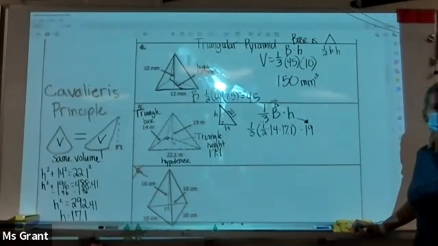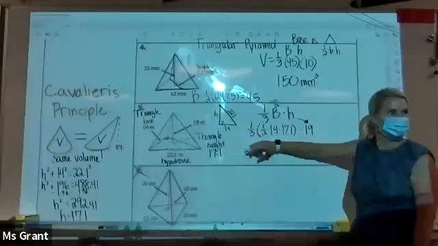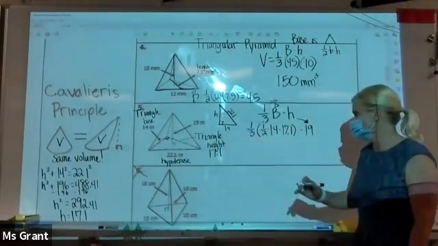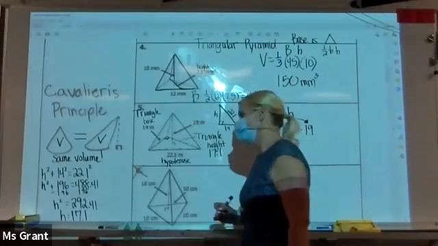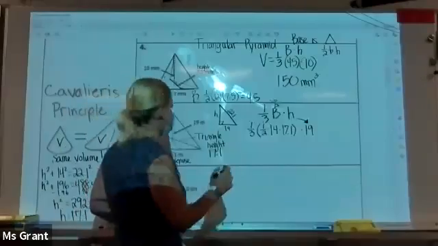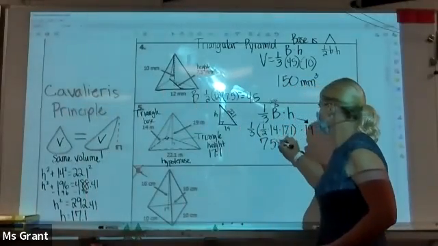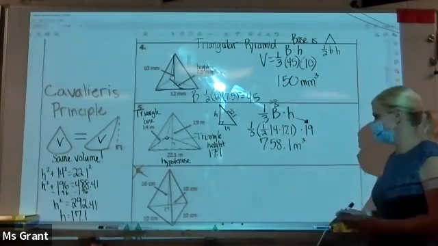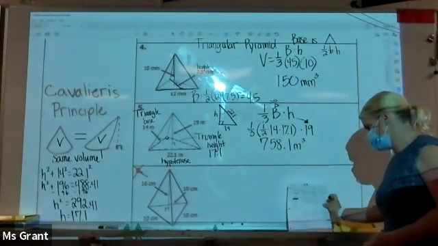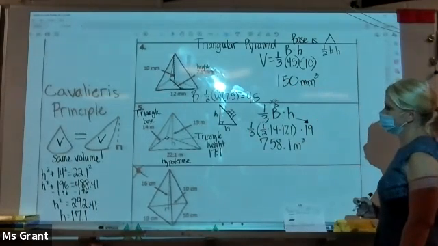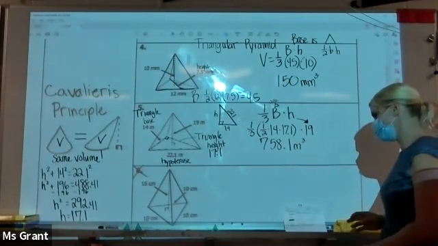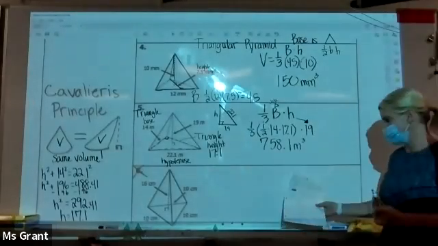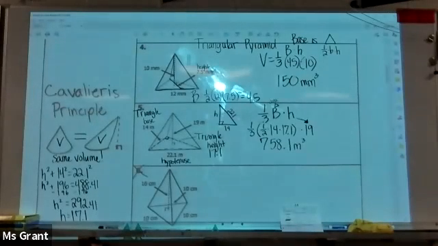Okay. All right, did someone get this though, when you did the math? Someone else? Yes, please. 758.1. Ooh, it is 758.1 meters cubed. Okay. Pyramids. We're done with pyramids. We're moving on to cones.